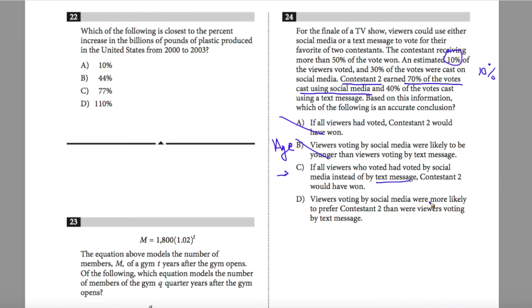Viewers voting by social media were more likely to prefer contestant 2 than viewers voting by text message. Well, this is the only one that's clear. This is the only one that's clear based off the information that we're given, and that the viewers voting by social media chose contestant 2 70% of the time. That's evident according to the information presented. So 24 will most likely be D.